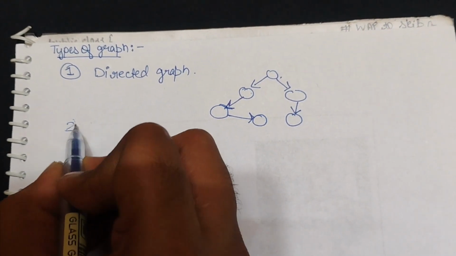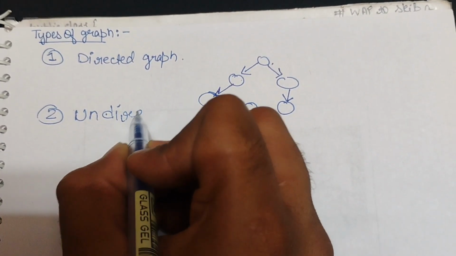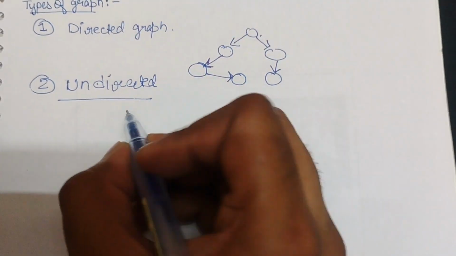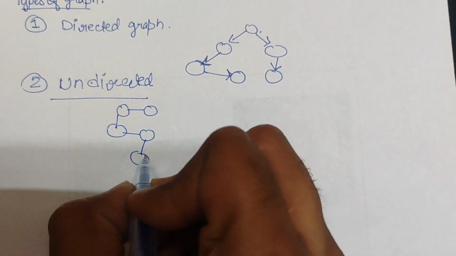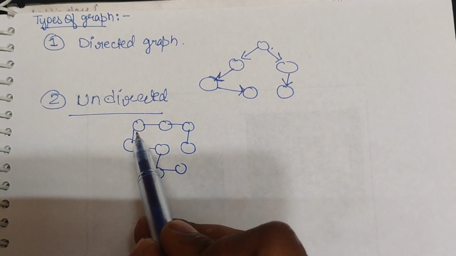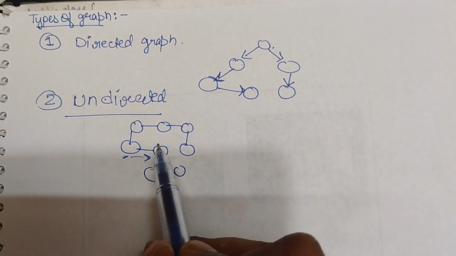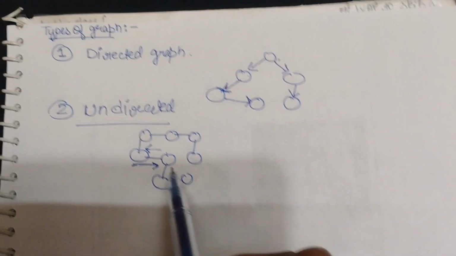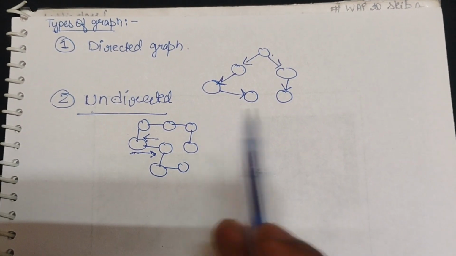Now the second is an undirected graph. So here there is no direction, that is, we can go from anywhere. From this node we can go to this node, and from this node we can come back to this node again. So it is bidirectional. That's why it is called undirected. There is no direction. We can go anywhere in any direction, bidirectional.